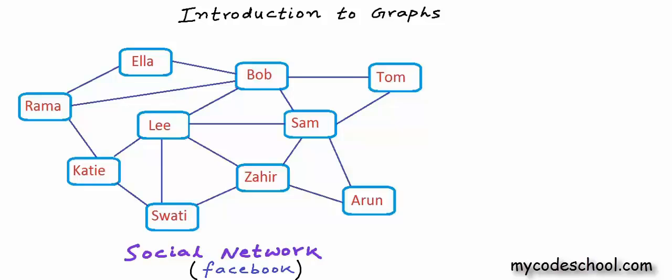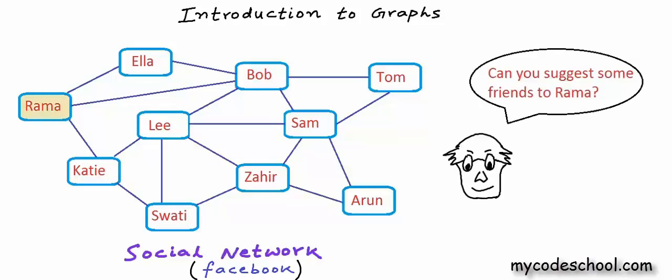Now, once a system is modeled as a graph, a lot of problems can easily be solved by applying standard algorithms in graph theory. Like here in this social network, let's say we want to do something like suggest friends to a user. Let's say we want to suggest some connections to Rama. One possible approach to do so can be suggesting friends of friends who are not connected already. Rama has 3 friends, Ella, Bob, and Katie, and friends of these 3 that are not connected to Rama already can be suggested. There is no friend of Ella which is not connected to Rama already.